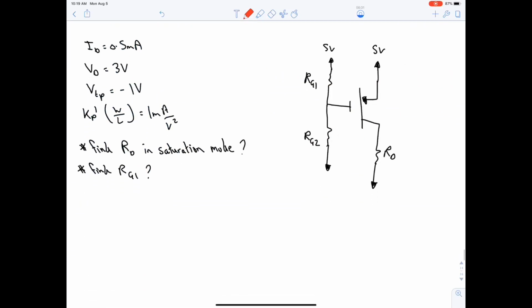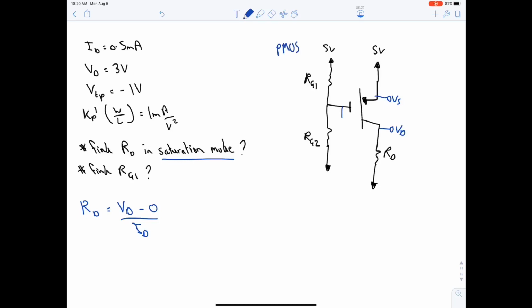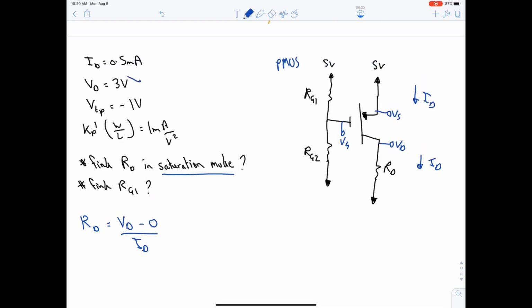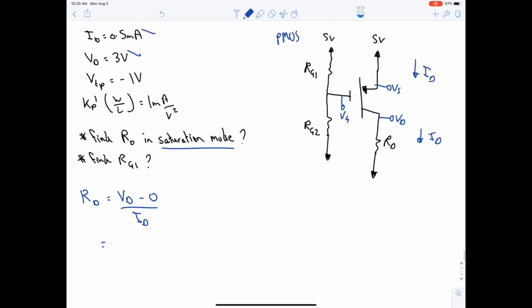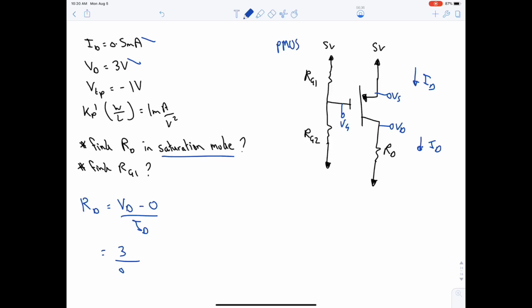Great, next question. Find RD in saturation mode, find RG1. So for RD we have to do Ohm's law, it's already in saturation. So RD is equal to VD minus 0 over ID. This is VD, this is VS, PMOS, VG, and ID. Do we have VD? Yes. Do we have ID? Yes. So the first part is extremely simple, and that's 6 kilo ohm. Okay, that's for part A.